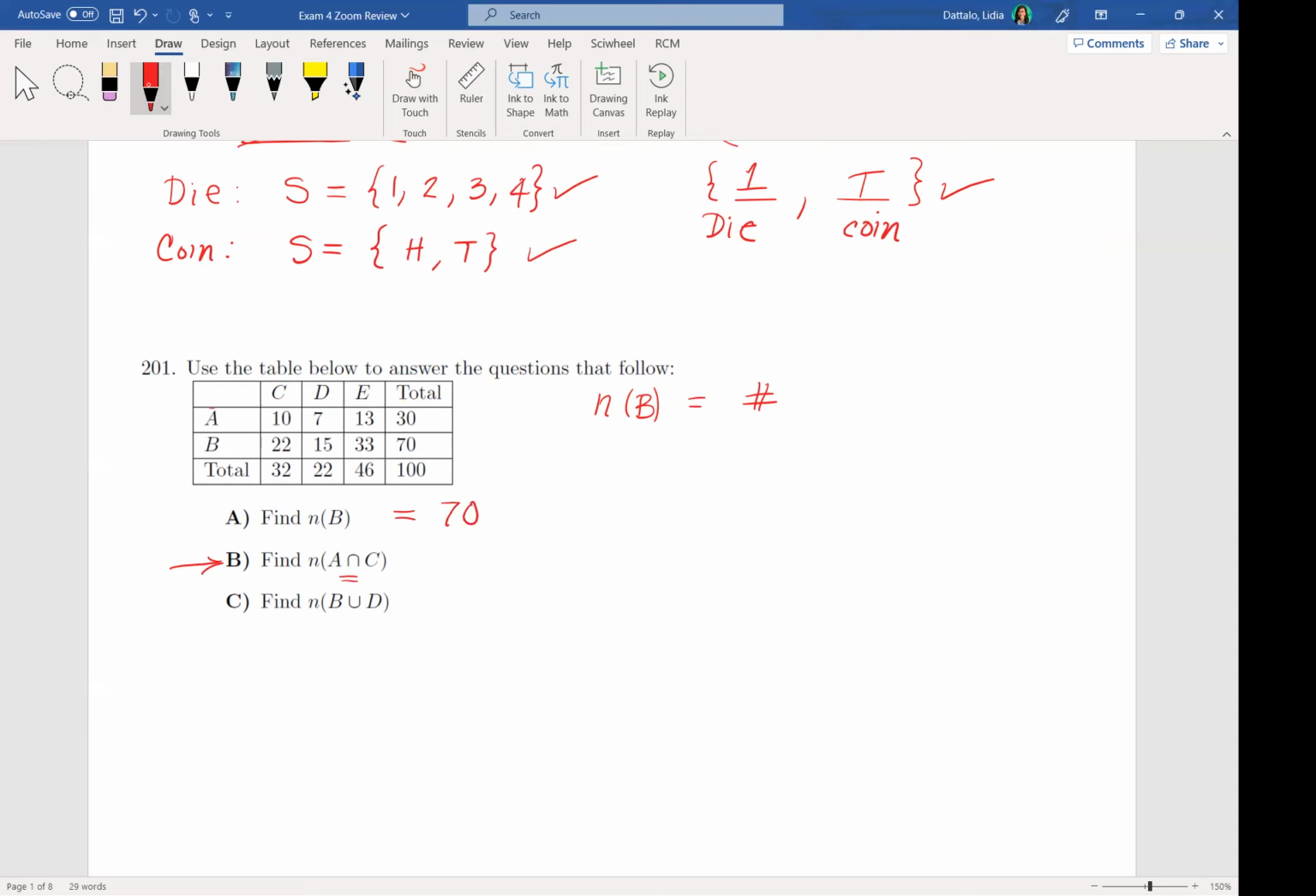We look at A, we go to C, here's C, and then go right where they intersect, right there, 10, total of 10.